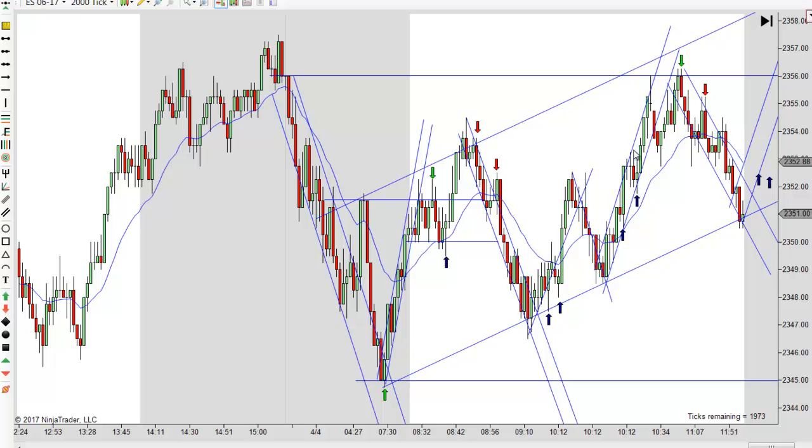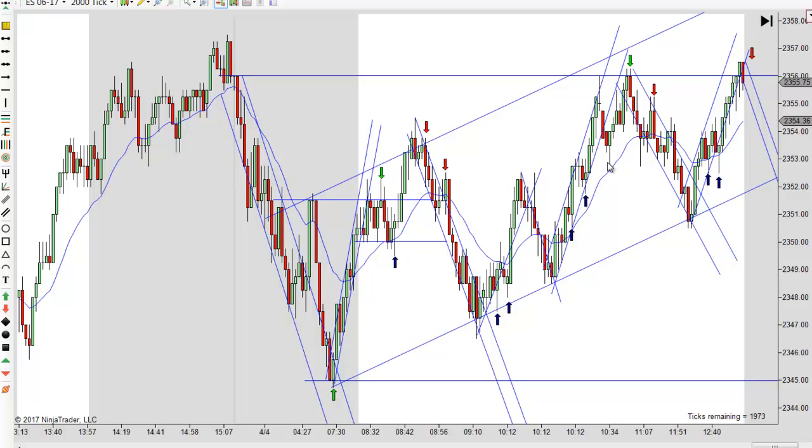Failed second entry short after two legs up. I like going long there. It comes back here, but there's just a first entry, and you're right at the overnight highs now, so you got to be careful. You might have let it come back here and entered right here if you had enough room.